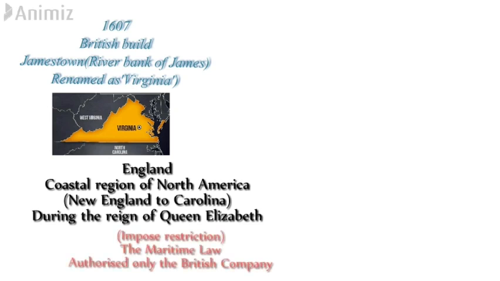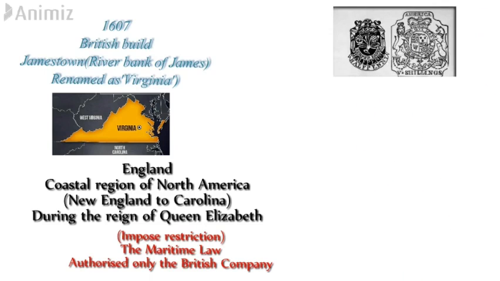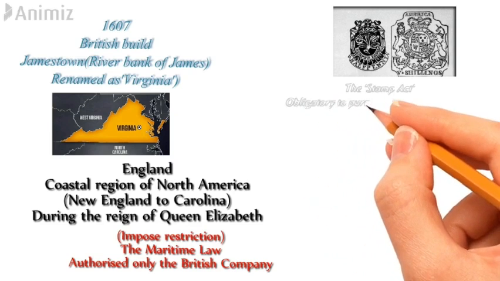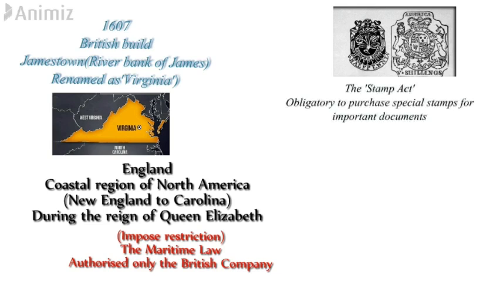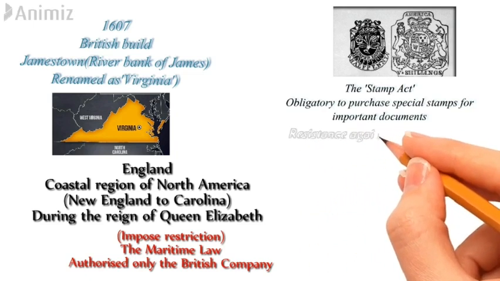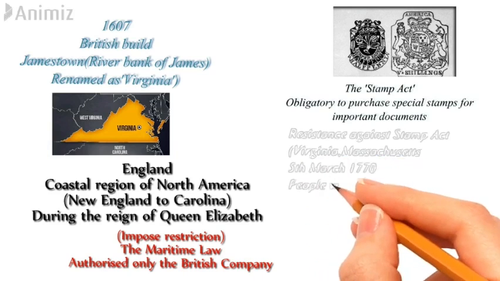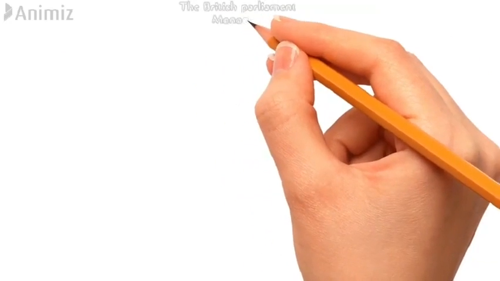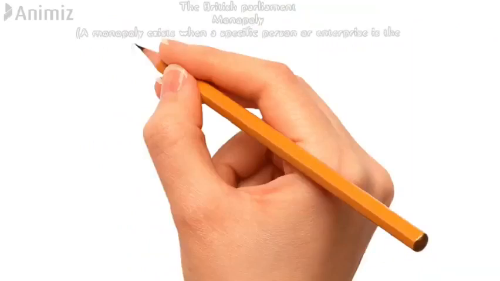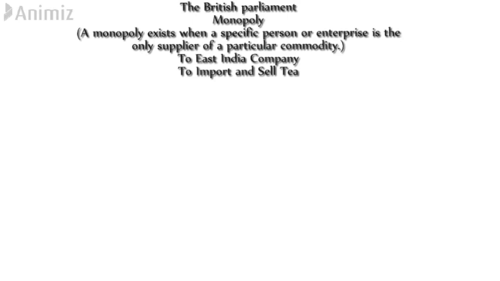The maritime law was a step in this direction. This law authorized only the British Company for sea transport. The Stamp Act made it obligatory to purchase special stamps for important documents. British colonies in America like Virginia and Massachusetts put up resistance against the Stamp Act and other restrictions imposed on the colonies. On 5th March 1717, some people were shot down by British soldiers in Boston, a port city in Massachusetts. The British Parliament had granted monopoly to the East India Company to import and sell tea to the colonies.